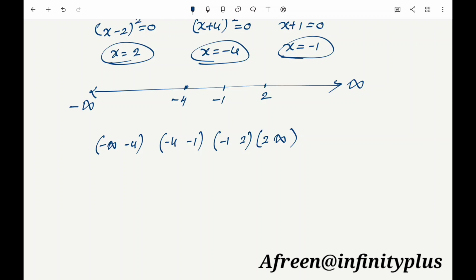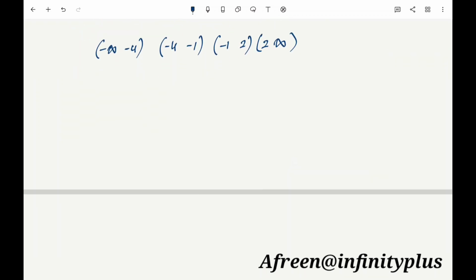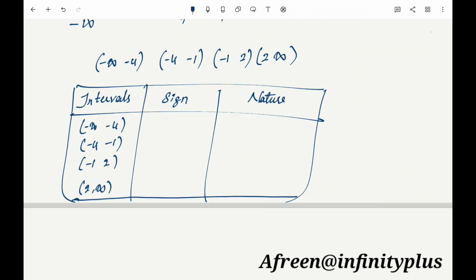So let's check in which interval the given function is increasing and decreasing respectively. So draw a table which consists of all these intervals.